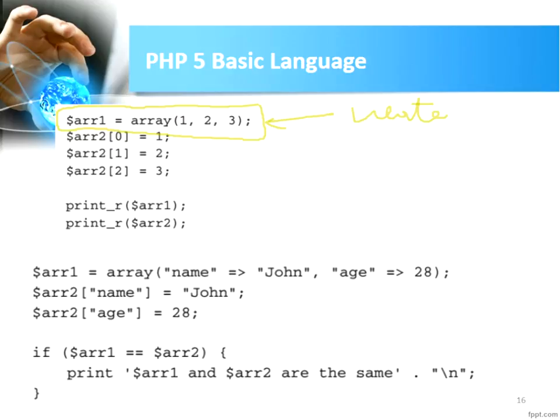So when I write $array = array(1, 2, 3), this instruction creates an array. Also, I can create an array in another manner, with this manner. So in our example, array 1 and array 2 are similar. There is no difference, so we will obtain the same result.